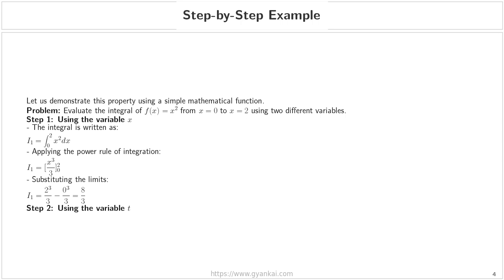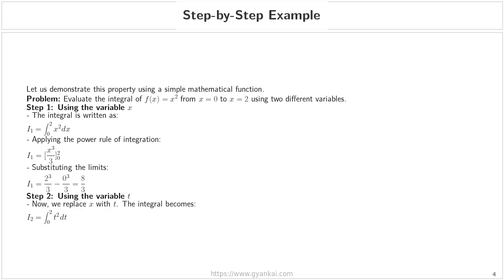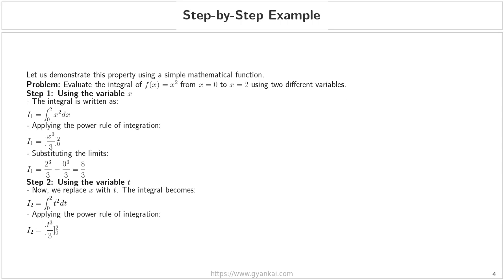Step 2. Using the variable t. Now let's do the exact same calculation, but this time, instead of x, we'll use t as our variable of integration. So our integral becomes the integral from 0 to 2 of t squared dt. Notice that the limits of integration, 0 and 2, haven't changed. That's crucial. Again, applying the power rule, the integral of t squared is t cubed over 3. So, we have t cubed over 3, evaluated from 0 to 2.